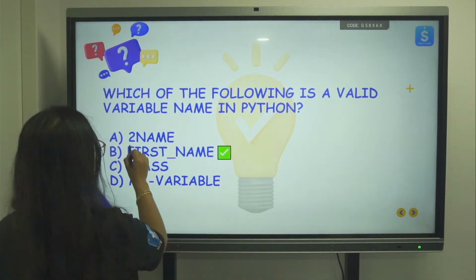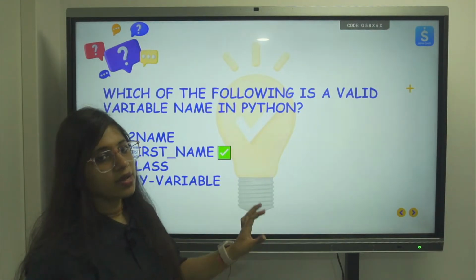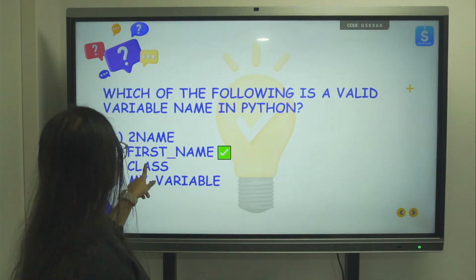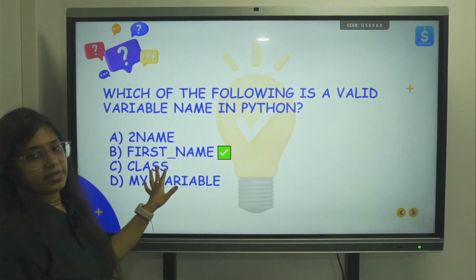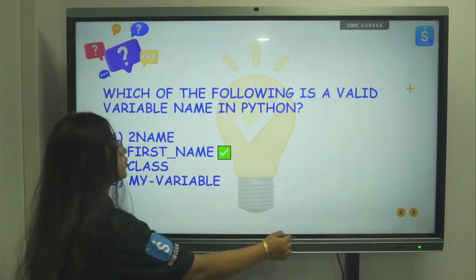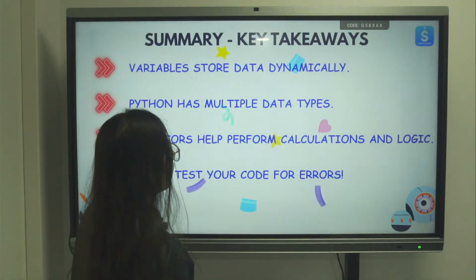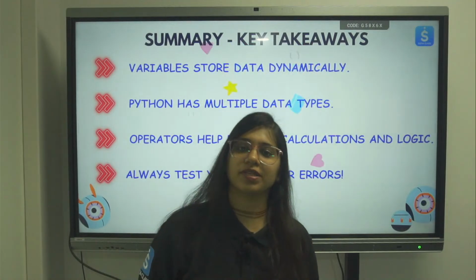Why are the others not correct? Because we have just seen, if I am using any number, it's not going to take, right? If it is class here, it's just not taking. And there is a hyphen sign in my variable, so it's not going to take, right? So this is how you can practice the variable and operators concept after the session as well.